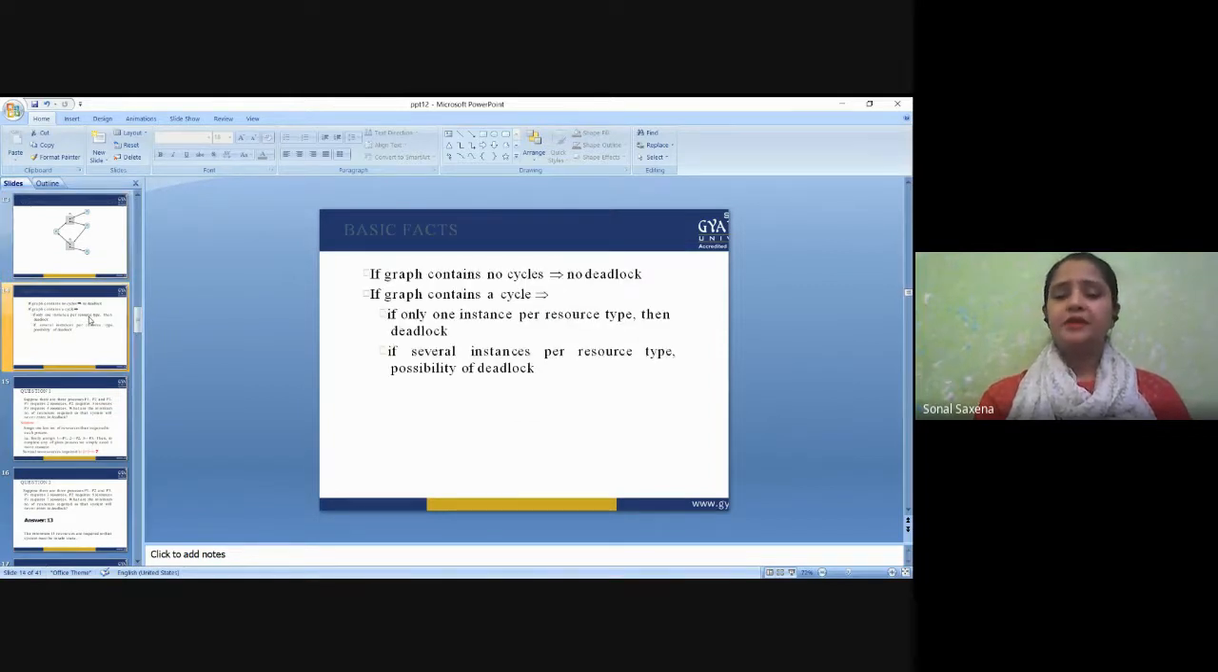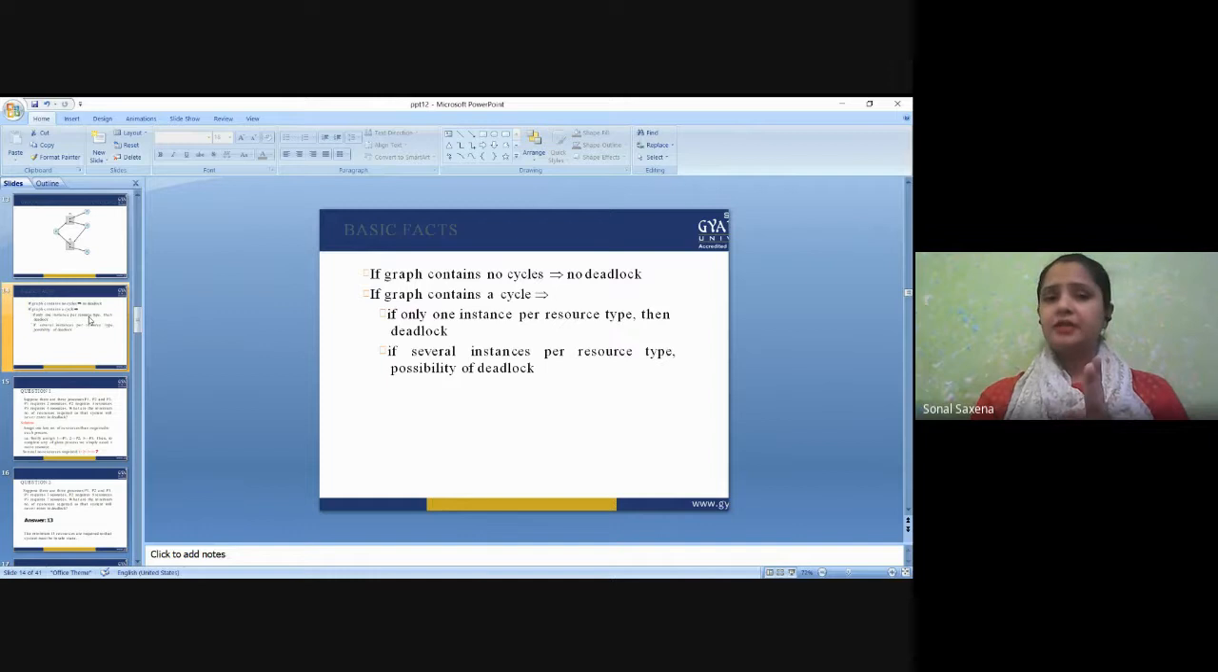Now, what are the basic facts related to deadlock? If a graph contains no cycles, then simply we can understand that there is no deadlock. But if a graph contains a cycle, what can happen? If there is only one instance per resource type, then there is deadlock. As I told you, if a resource has only a single instance, then there is a deadlock condition. But if a resource has multiple instances, then there is no guarantee that the deadlock will be there, but yes, there is a possibility that the deadlock can be there inside the system.